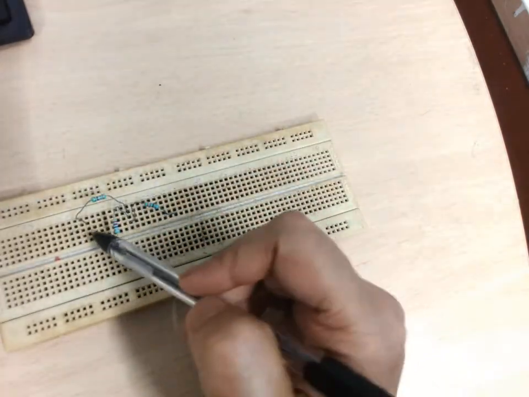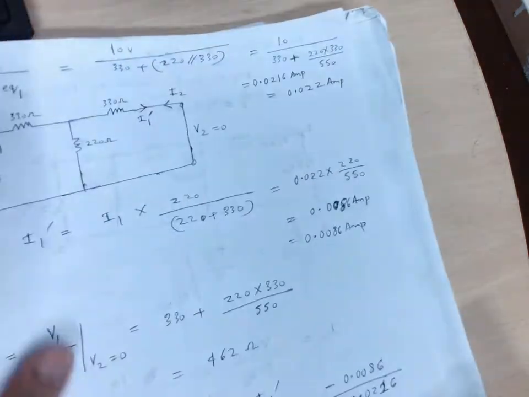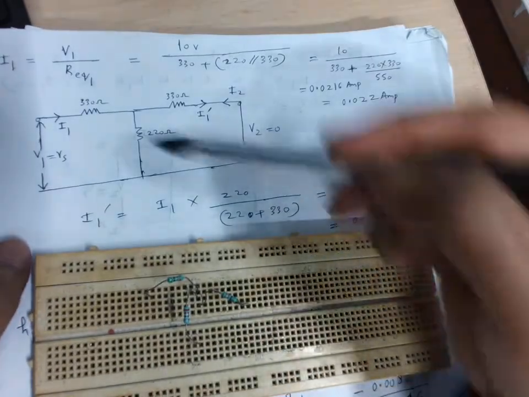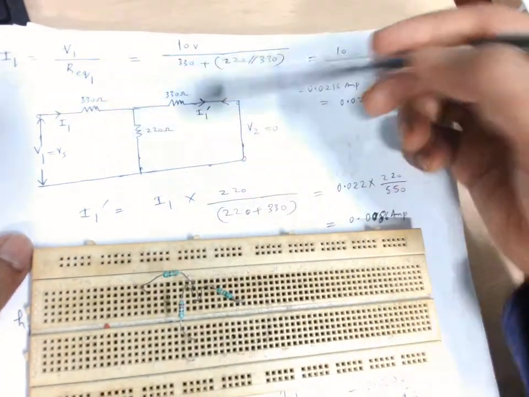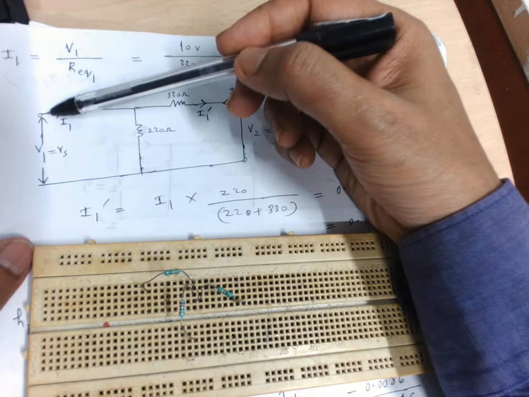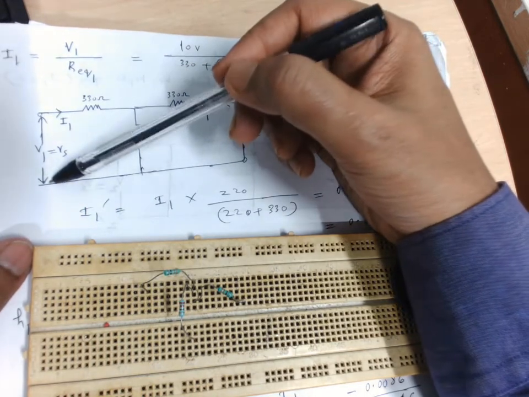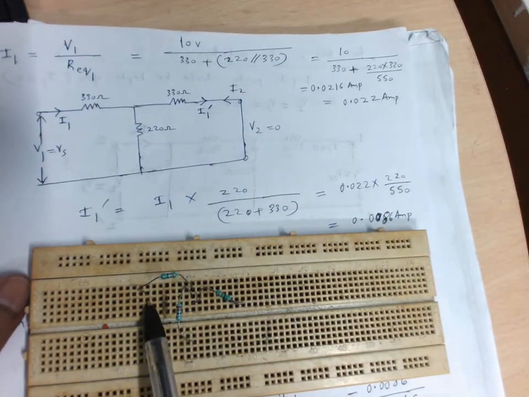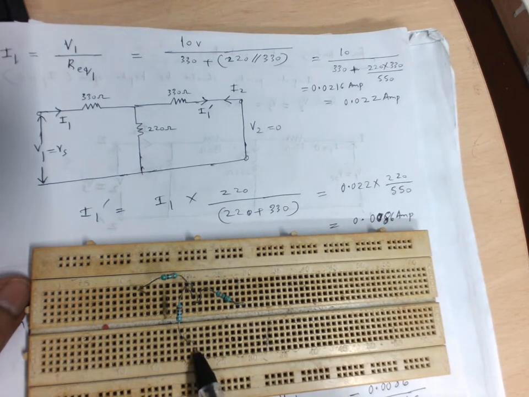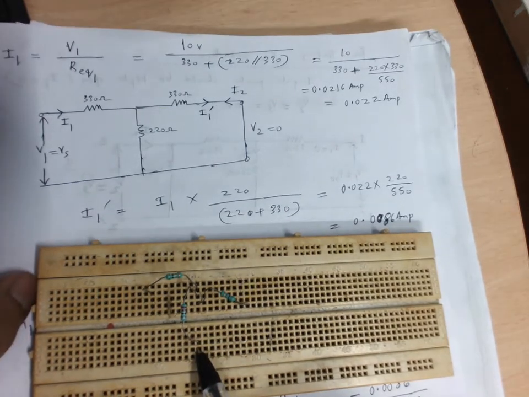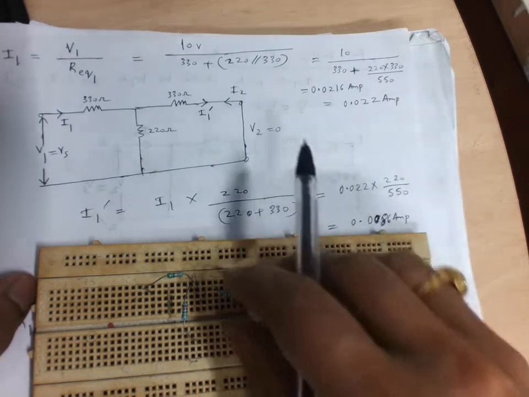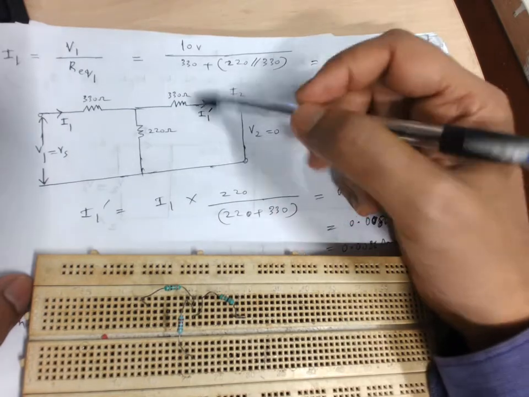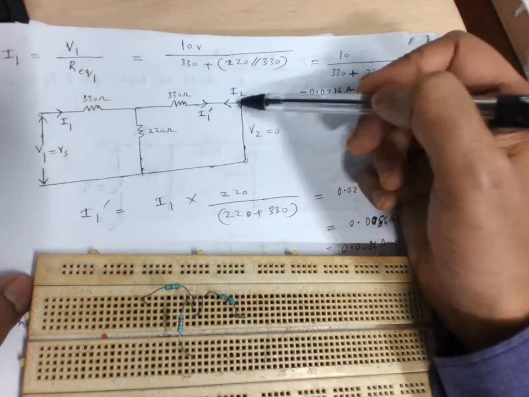Here you have to connect the positive terminal of the 10 volt source, and here the negative terminal of the 10 volt. Here you connect the red connecting wire, which is connected to the positive of the 10 volt, and here the black connecting wire, coming from the black node, which is the negative terminal of the 10 volt. And these two are shorted: this lead of the 220 and this lead of the 330 will be shorted.